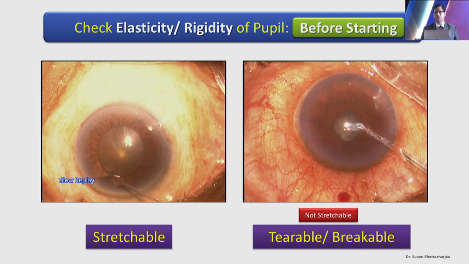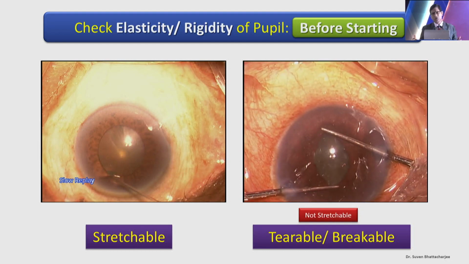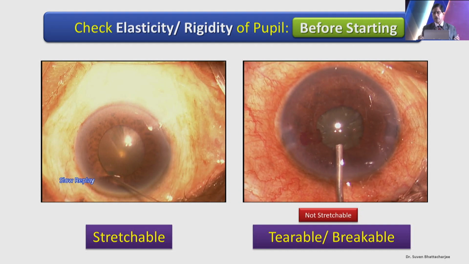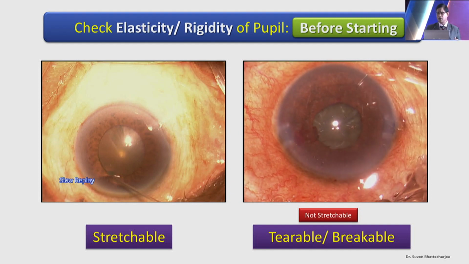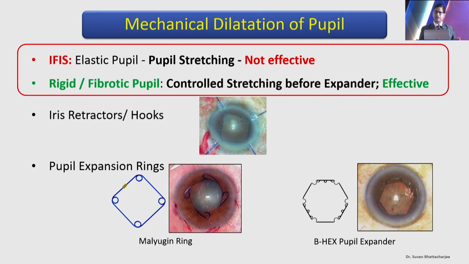It's a fibrous pupil. You need to stretch it with 2 Kuglen hooks. Again, it's your choice. 2 Kuglen hooks, I believe, give you a very controlled stretch. You don't need to stretch limbus to limbus, and you have a good cosmetic effect at the end of the day. You have control. You have a handle on the pupil size. So mechanical dilatation of the pupil in IFIS is no good.